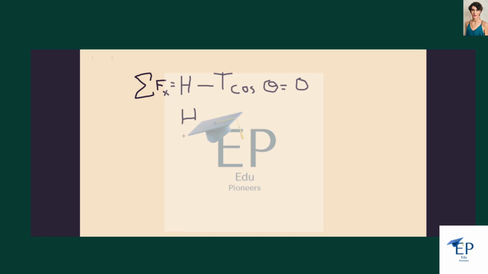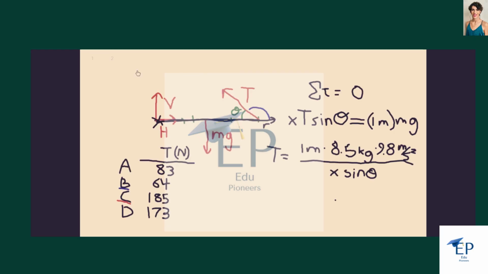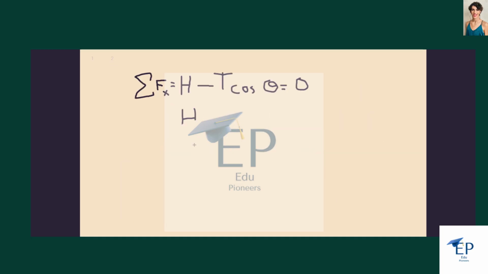Anyway, plug in your values of tension and cosine theta, or if you want, you can go back to just our original expression for tension. If you notice, you multiply that by cosine theta, you end up with T equals 1 meter times 8.5 kilograms times 9.8 meters per second squared over x tan theta. In any case, what you get is case A.